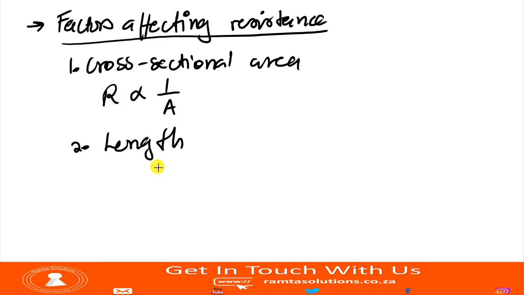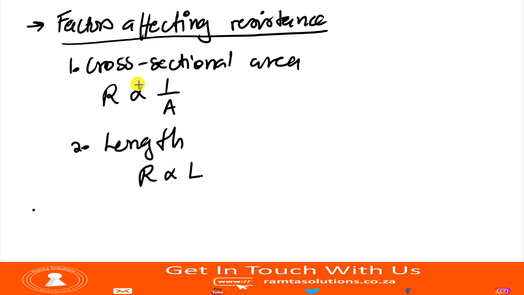Now, with regard to length, resistance is directly proportional to length. So if the length of the wire increases, resistance increases. In general, we can say R is directly proportional to length and inversely proportional to the cross-sectional area. These are the factors affecting resistance.